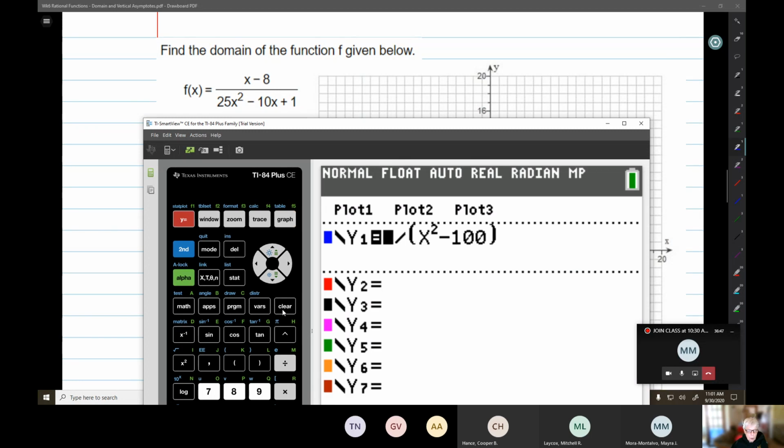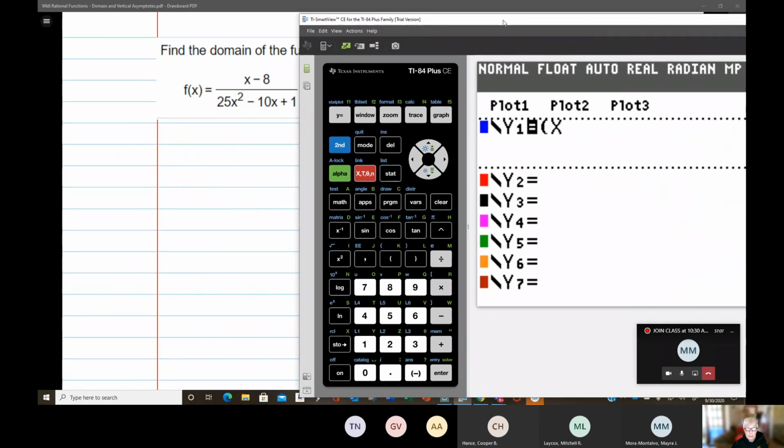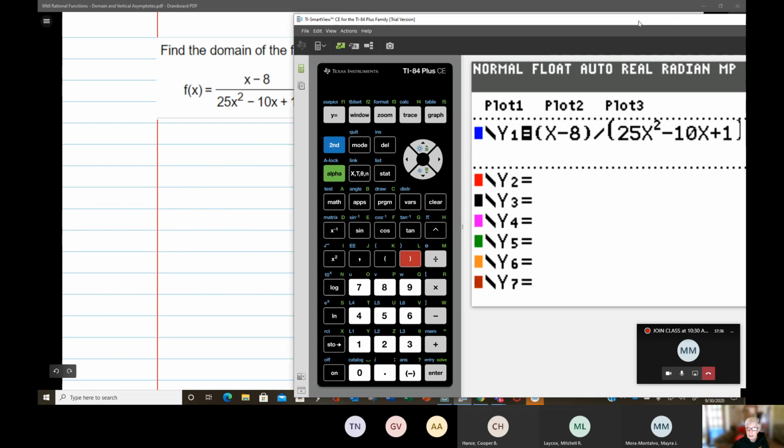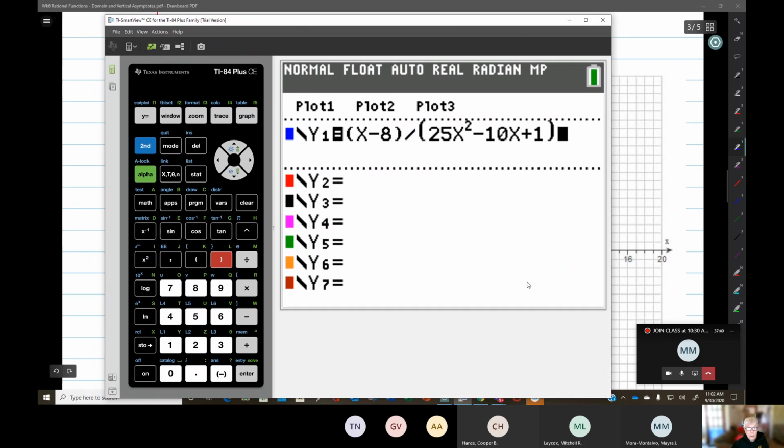So I'm going to go to y equals, and I am going to gladly hit clear. Now, look, you've got two terms in the numerator. We're going to have to use parentheses in the numerator as well. Parenthesis x minus 8 divided by parenthesis 25x squared minus 10x plus 1, close parenthesis. And there we are in y1 equals, at y equals.